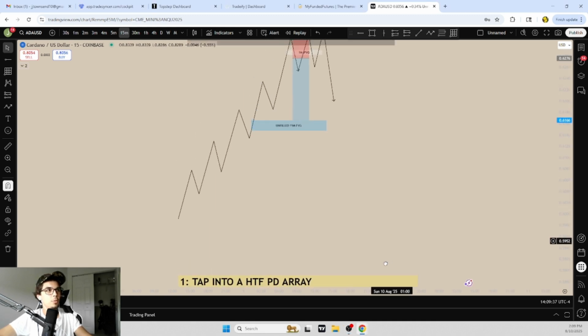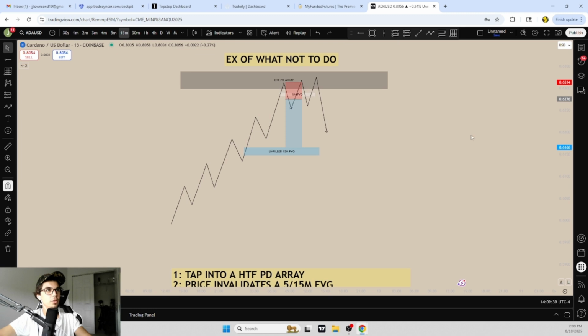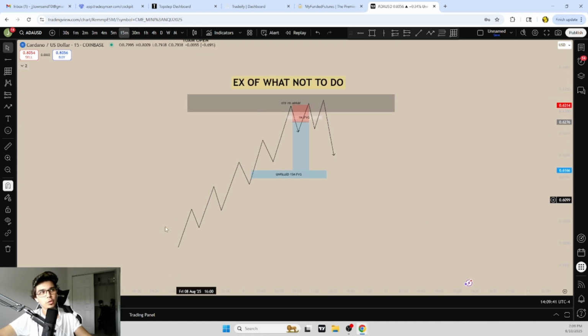Let me go back up one more time so you guys can screenshot all of this if you guys haven't already, right? Here's your example of what not to do. You do not want to enter off the first 1 minute inversion out of tapping into a higher time frame PD array. We want to wait for our middle time frame conditions to open up, right? And then see if we respect those or not.